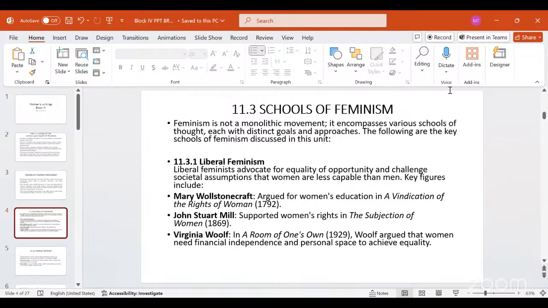So you can say feminism is not a monolithic movement. It encompasses various schools of thought, each with distinct goals and approaches. So the following are the key schools of feminism discussed in this particular unit.